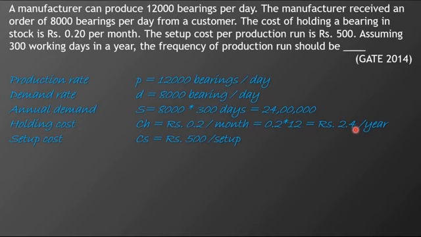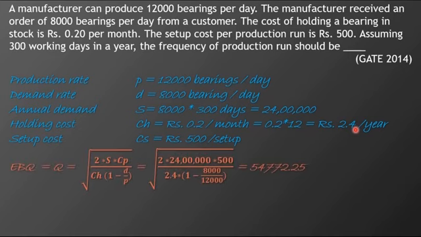Setup cost is given. So first we will calculate the economic batch quantity, that is the square root of 2 S C_p over C_h into (1 minus D by P). So that is 2 into 24 lakh into 500 divided by 2.4 into (1 minus 8,000 by 12,000). So by calculating we will get 54,772.25 bearings.